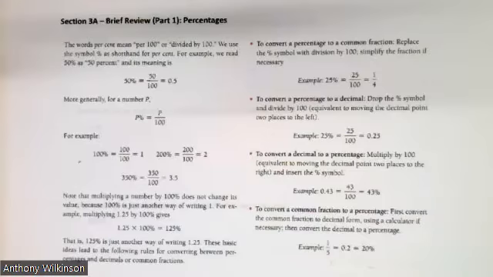So these basic ideas lead to the following rules for converting between percentages and decimals or common fractions, as you see over here. To convert a percent to a common fraction, we just replace the percent symbol with division by 100 and simplify that fraction if necessary. An example of that would be 25%. We take the 25 and place that over 100 because percent means per 100. So 25 over 100, if we reduce that to simplest form by dividing the numerator and the denominator by 25, you'll get 1/4.